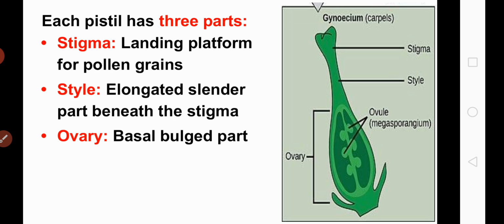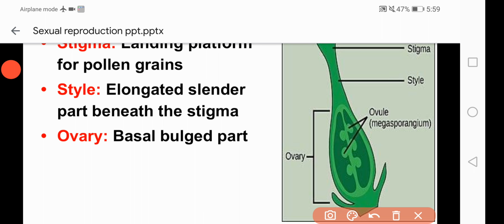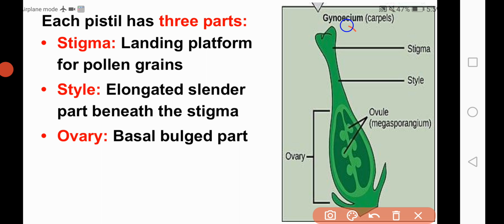Okay. Now coming to the parts of a pistil. Each pistil has three parts. They are stigma, style and ovary. Now stigma, it is the tip portion of the pistil and it is the landing platform for the pollen grains. So in the picture, this part is called as the stigma. This stigma is the tip portion and it receives the pollen grains.